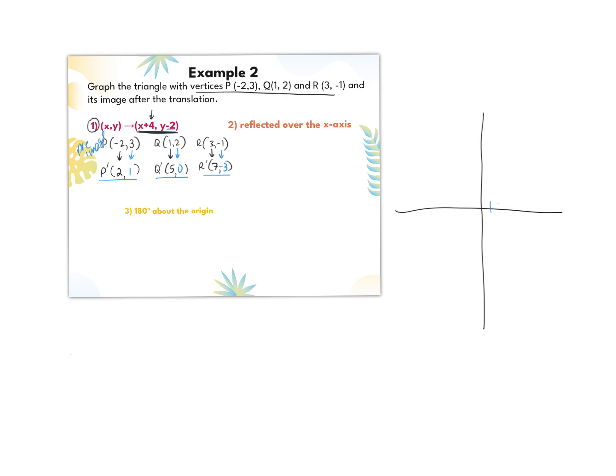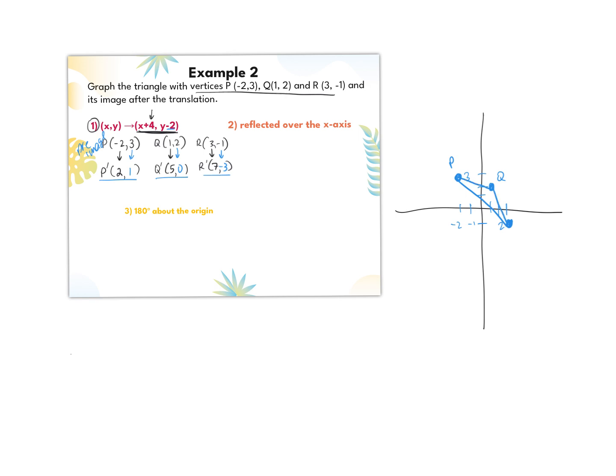So you would go to your coordinate grid. You'd have to be very careful that you graph your points correctly, right? So negative 2, 3 is my first one, so that would be P. Q is 1, 2, which is like here. That's Q. And 3, negative 1 is about here. And so my original shape looks something like this, okay?